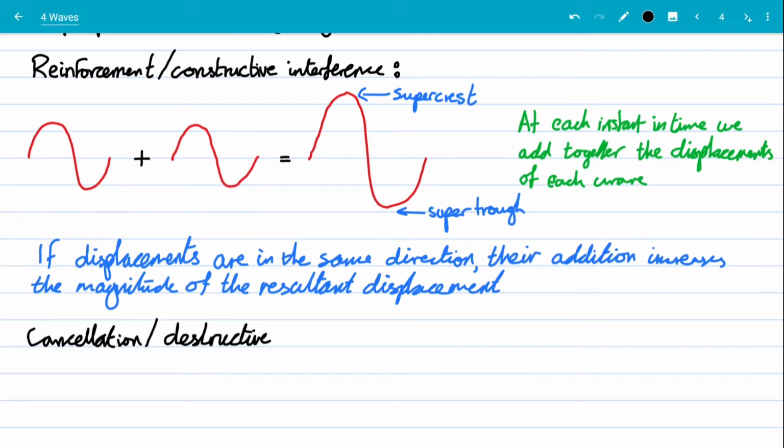Destructive, that's better, interference. Okay, so what is destructive interference?